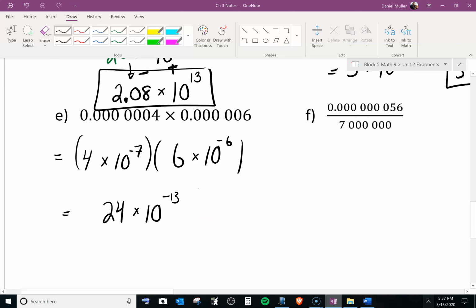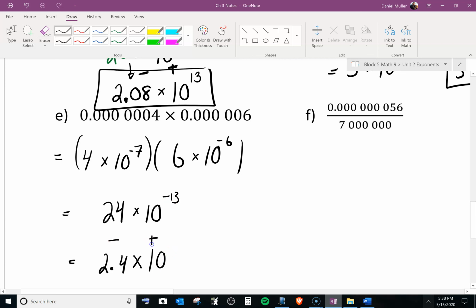Normally that's it. You're done. However, we need to make sure that this a value, this number that's on front, is actually less than 10. So right now the decimal place is at the end. I need to move it 1 over there to make it 2.4. Now I went from 24 to there, so I made this number smaller. Therefore, I need to balance it by making this number bigger.